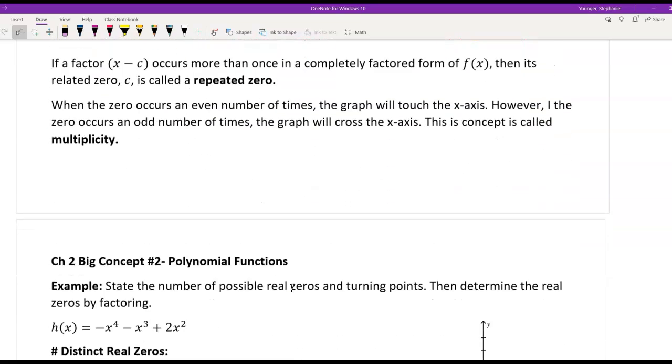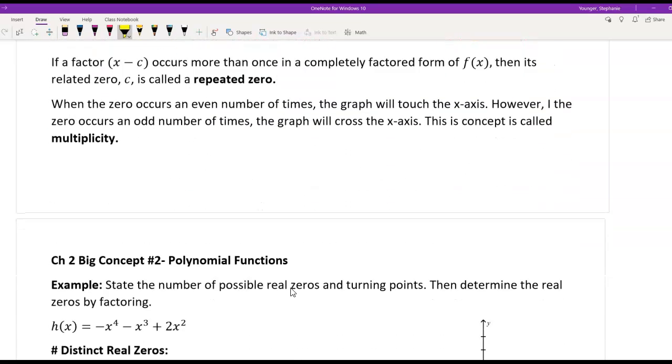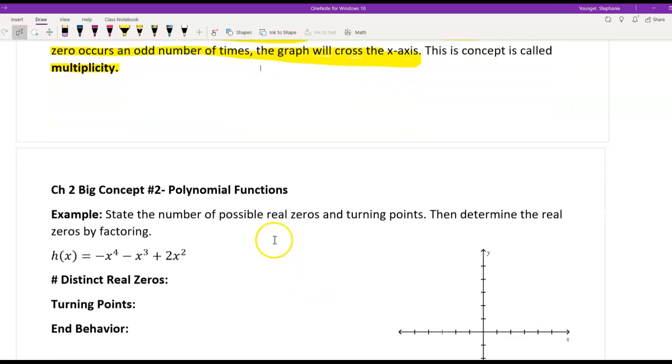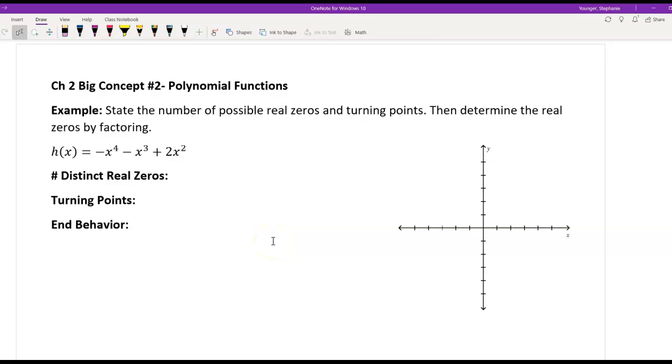All right. So now, here's a big thing right here. If a factor occurs more than once, it is called a repeated zero. Repeated zeros talk about multiplicity. When the 0 occurs an even number of times, the graph will touch the x-axis. However, if the 0 occurs an odd number of times, the graph will cross the x-axis. This is multiplicity. Well, Miss Younger, what the heck do you mean by multiplicity? Well, I'm going to show you an example so you have a better grasp of what I'm talking about.